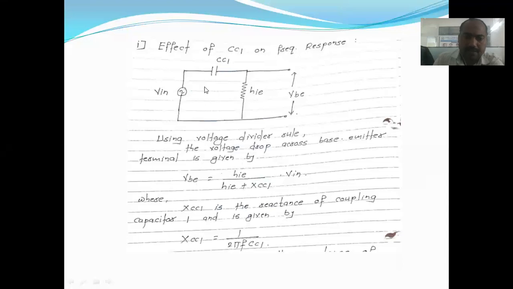So this is nothing but an input applied to the coupling capacitor through the Hi indicating the input of the transistor, right? So this will be applied to the transistor, and whatever the output coming, that is in between your base and emitter, that is nothing but a VB, right? So for that configuration, if we have to apply the voltage divider rule, right? Voltage divider rule indicates that for this component we have applied the voltage divider rule.